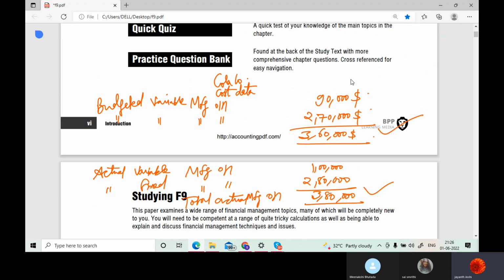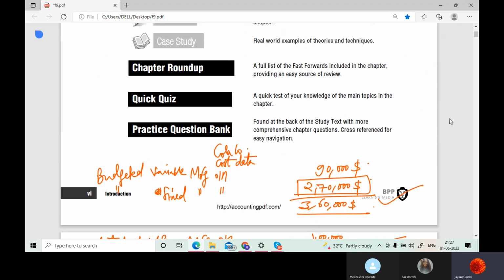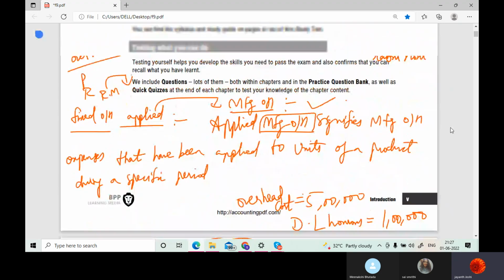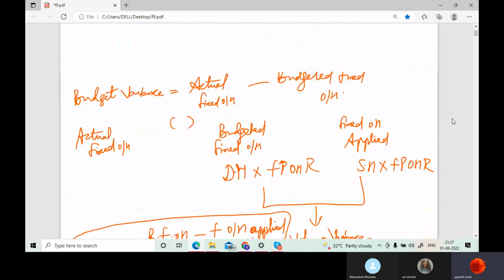So as per our chart, what is the actual fixed manufacturing overhead? 2,80,000, correct? What is the budgeted? Sorry, this is not variable, this is fixed. What is the budgeted fixed manufacturing overhead? 2,70,000. What is the budget variance? 10,000. Okay. So in the chart, I am putting these figures. So 2,80,000 is the actual fixed manufacturing overhead, and this is the budgeted one. So I'll put in the chart. One first variance is done.